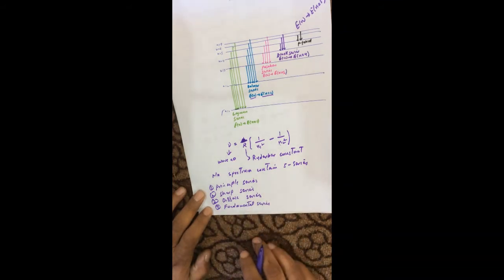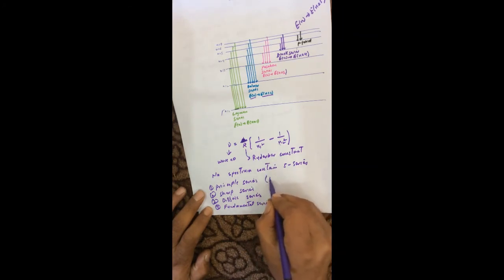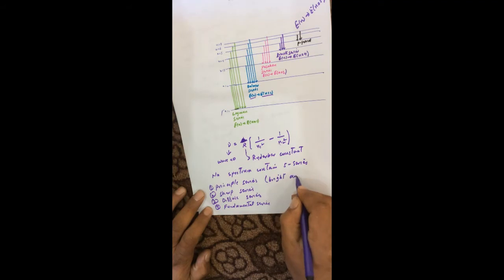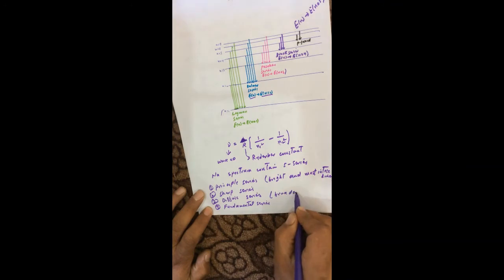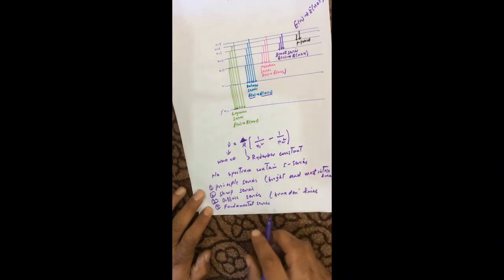Now this principal series is bright and most intense. It contains bright and most intense lines. The sharp series and the diffuse series have comparatively broader lines. And this fundamental series appears in the infrared region.